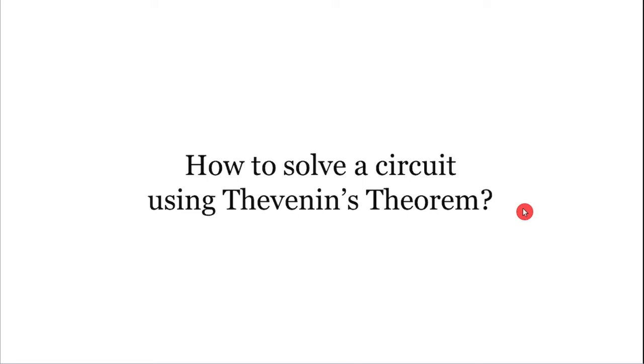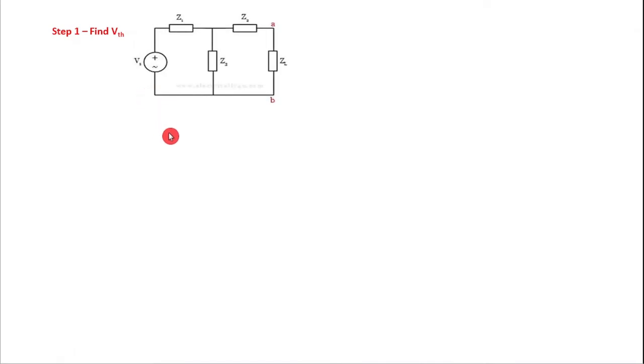So how to solve a circuit using Thevenin's theorem? It involves three steps. Step 1 is to find Thevenin's voltage or Vth. So let us consider this is the given circuit. In this circuit, to find the Thevenin's voltage, we have to remove the load resistor. This is the load resistor. We have to remove the load resistor. That is the first step.